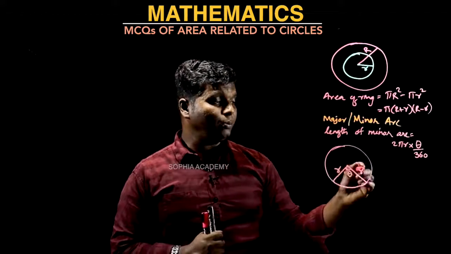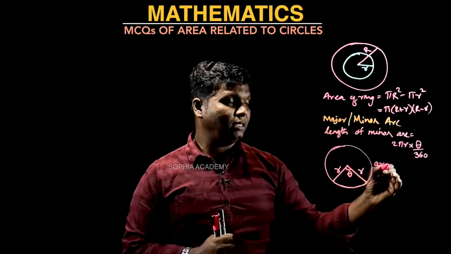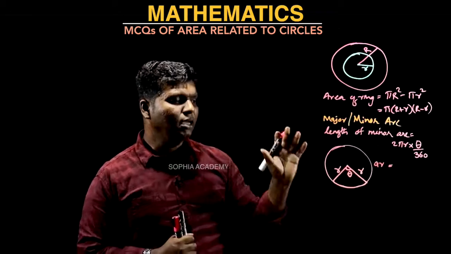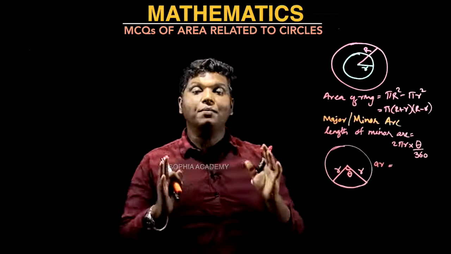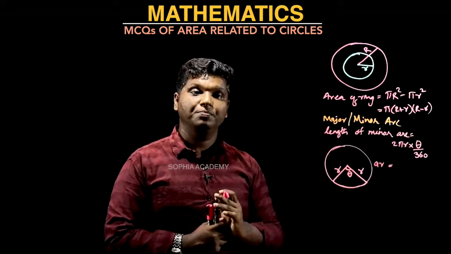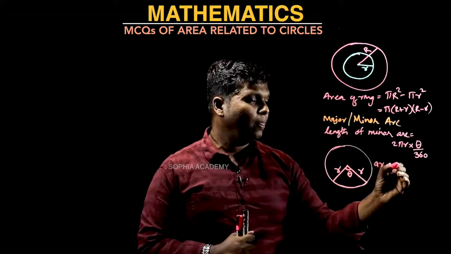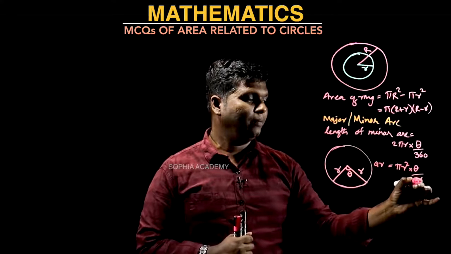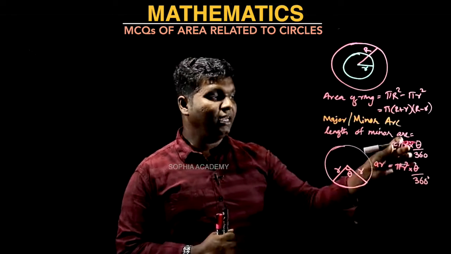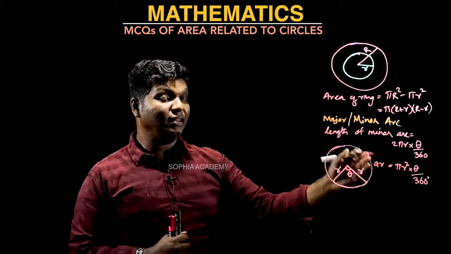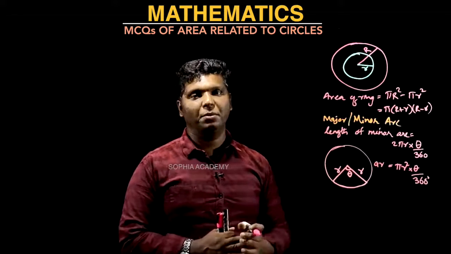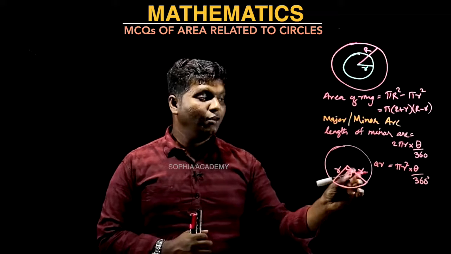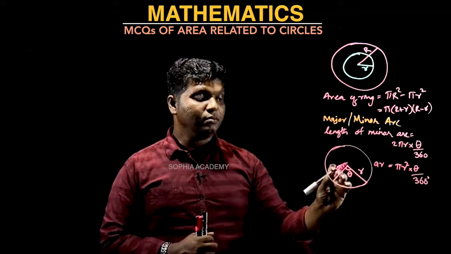So let us go with the minor sector. Area of this minor sector, I'm just writing simply like this, area of the minor sector will be equal to, what is the equation to find the area of a circle? It is pi r square. So pi r square into theta divided by 360. Here it was 2 pi r and now it is area, that's why I took it as pi r square into theta by 360. So from this equation you will find the area of the minor sector.